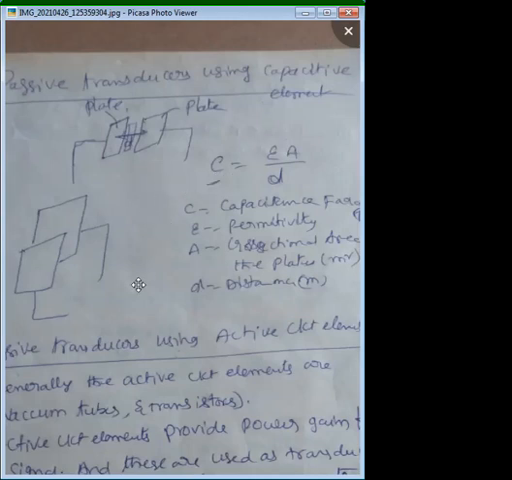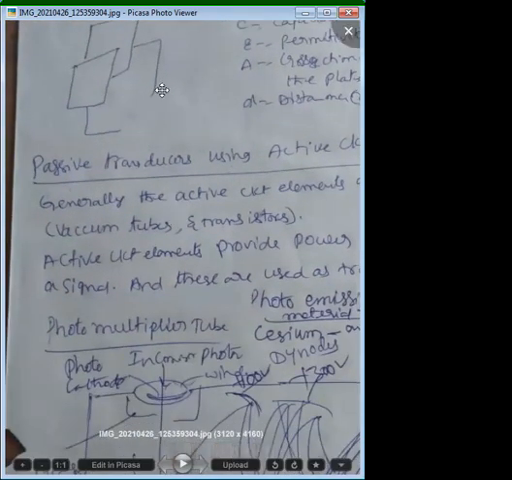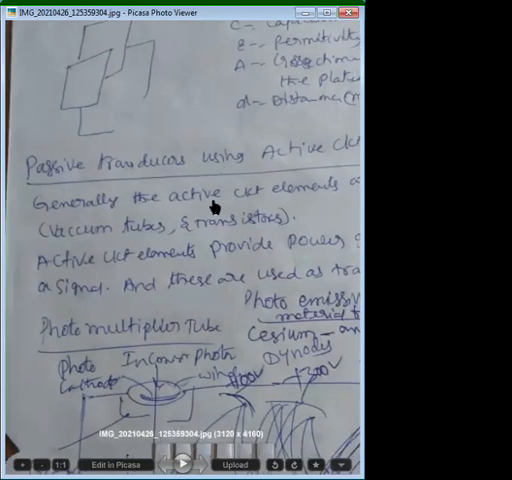Okay, coming to the next one. Up to now we have seen passive transducers using different passive elements like resistor, inductor and capacitor elements. We can also develop passive transducers using active circuit elements.